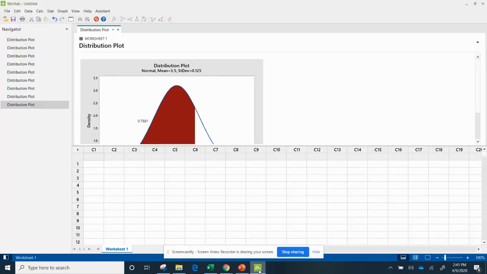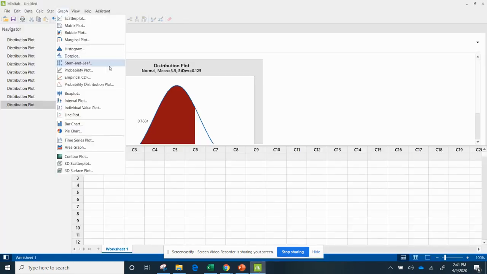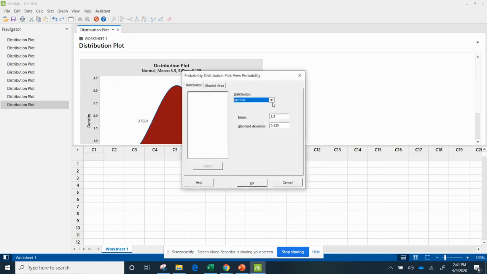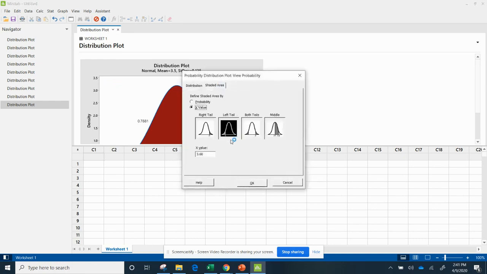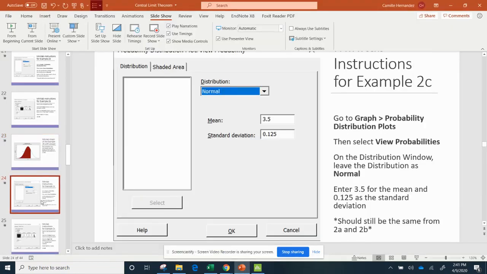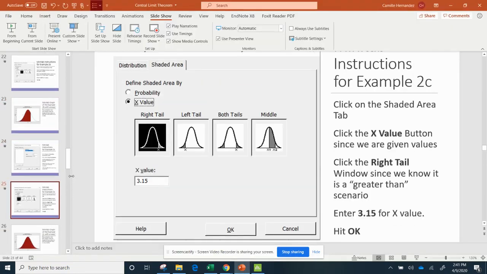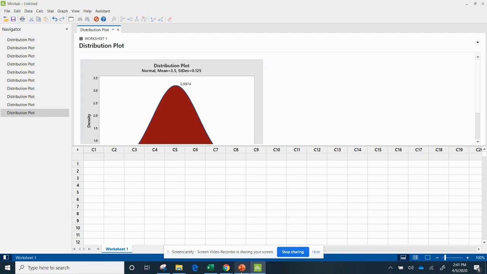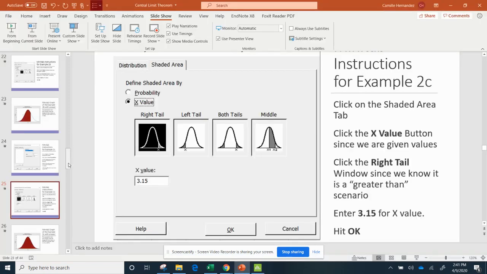All right, that final one I want to look at, go to Graph, Probability Distribution Plot, go here, hit OK, and then I'm going to go here to the shaded area. So now I want to do more than 3 point, let me make sure before I do this. All right, so this one I wanted to know, oh, I'm sorry. So it's 3.15, okay? 3.15, I hit OK. All right, I get my answer. Let's go see what I did.